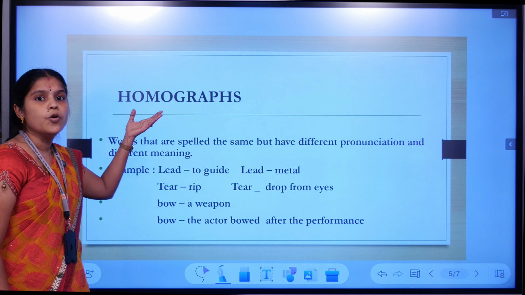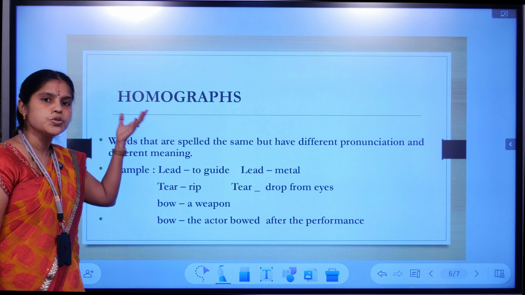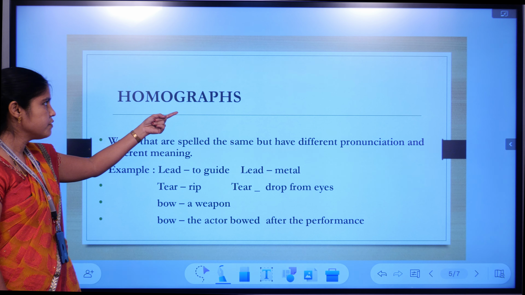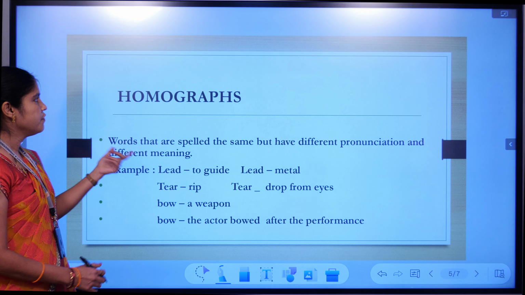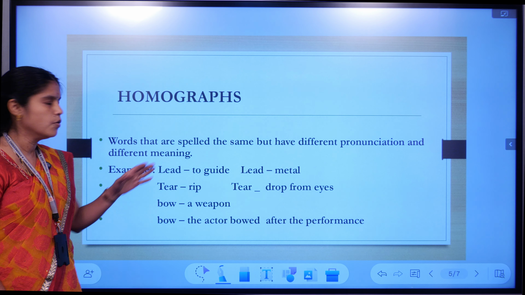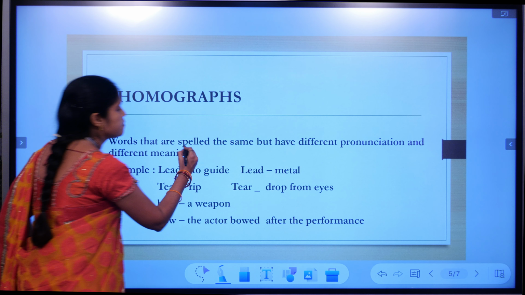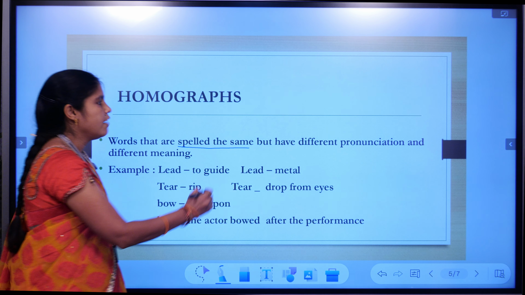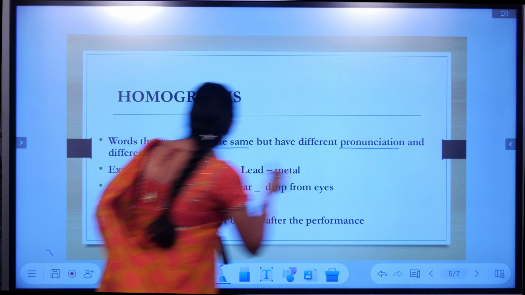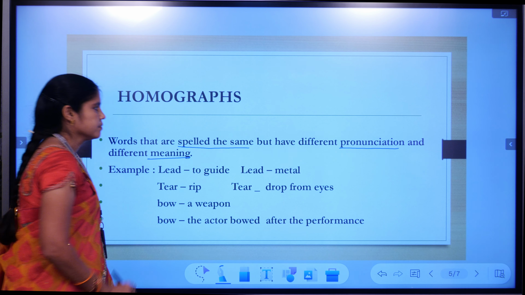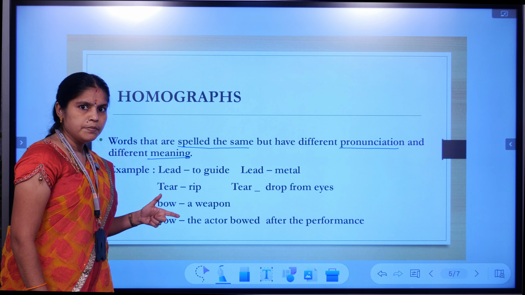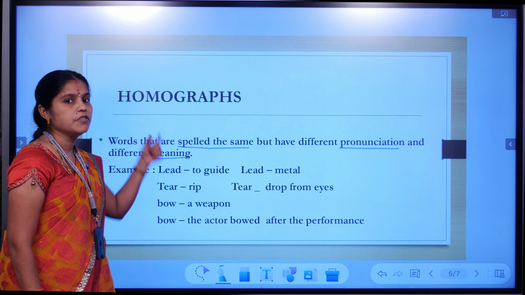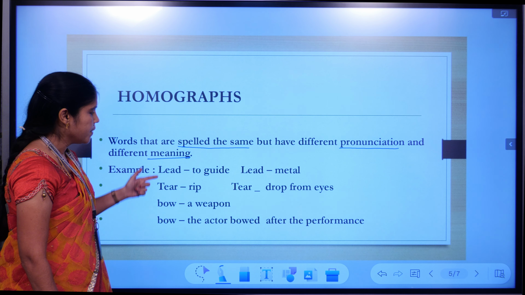The next one is homographs. Graph means to write. Homographs means write. Let me tell you the difference between homonyms, homophones and homographs. Here the words are spelled the same, but have different pronunciation and different meaning. The spelling will be the same, but when you pronounce it, the pronunciation is different and the meaning is also different in homographs. Let me give you some examples.